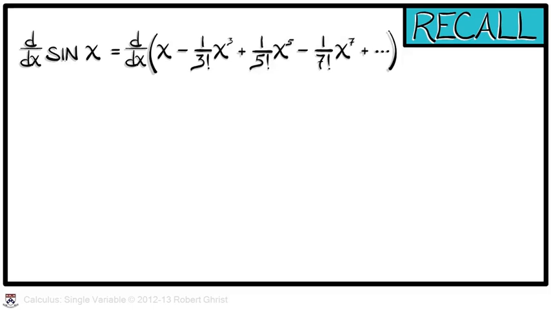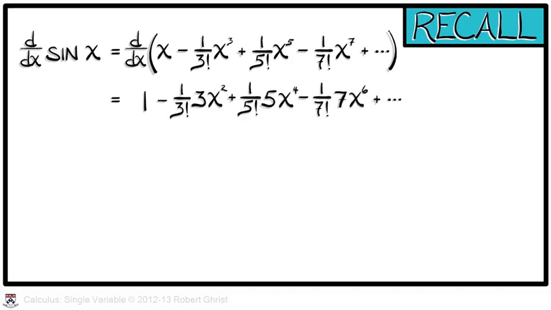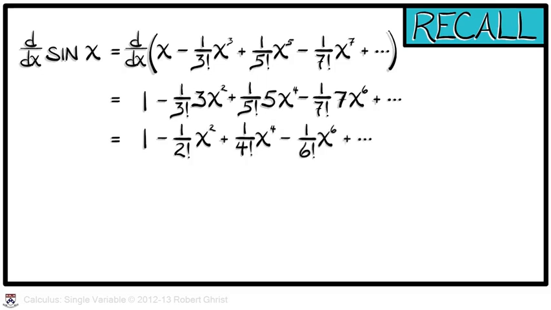Let's see what happens when we take our newly derived expression and differentiate it as if it were a long polynomial. The derivative of x is 1. The derivative of x cubed is 3x squared. We must divide this by 3 factorial. The derivative of x to the 5th and x to the 7th follow the familiar pattern. With a little bit of cancellation of the coefficients, what do we see? Well, we get 1 minus x squared over 2 factorial plus x to the 4th over 4 factorial minus x to the 6th over 6 factorial, etc.